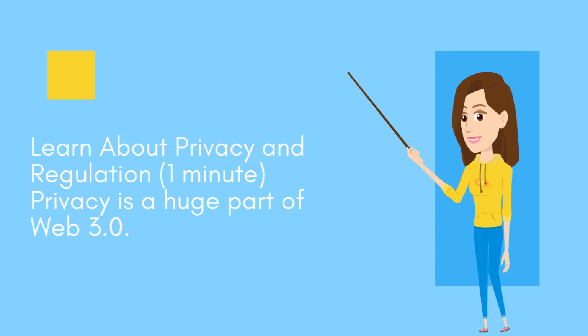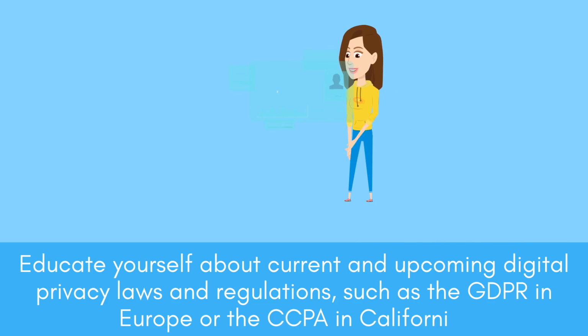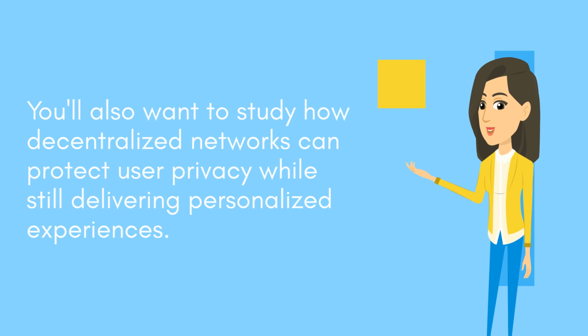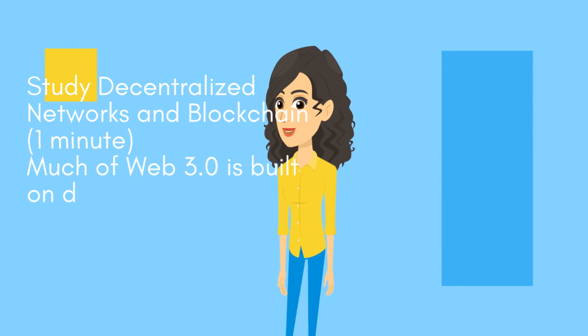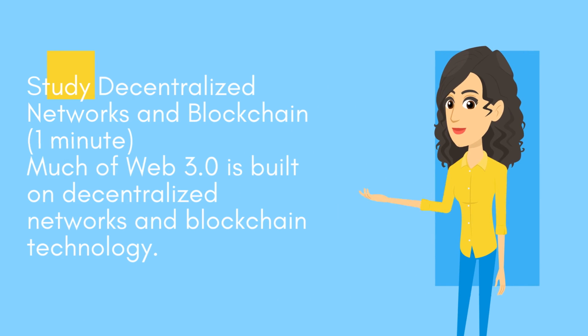Learn about privacy and regulation. 1 minute. Privacy is a huge part of Web 3.0. Educate yourself about current and upcoming digital privacy laws and regulations, such as the GDPR in Europe or the CCPA in California. You'll also want to study how decentralized networks can protect user privacy while still delivering personalized experience.